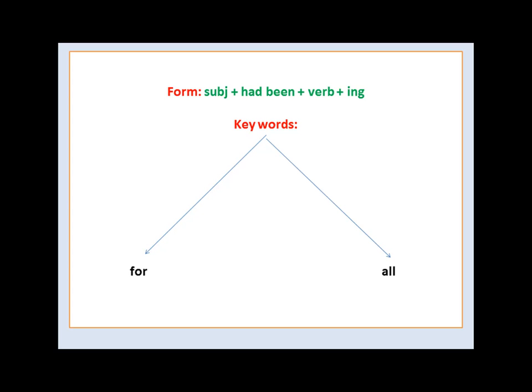We can say also here about the keywords. So the form is subject plus had been plus verb plus ing form, and the keywords we have are for and all. Some students will say that for we use it for the present perfect. Yes, it's correct. But here for is followed by the simple past. We are talking about a past action.